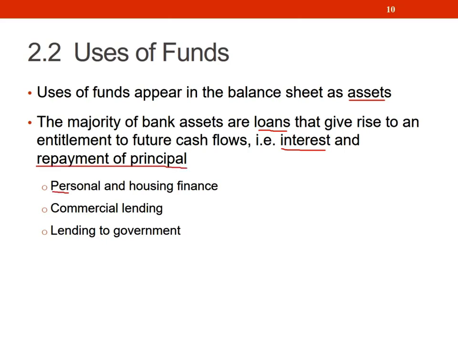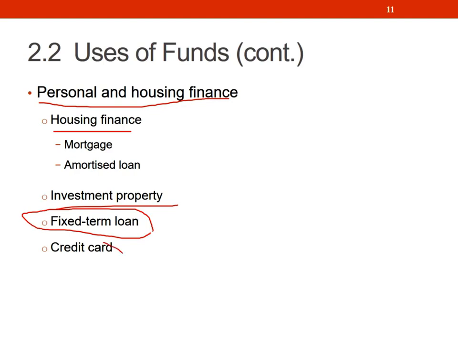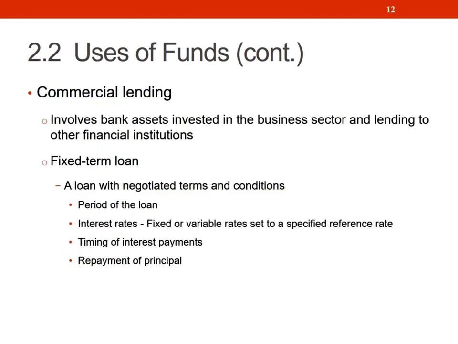And this might be personal loans, this might be housing loans, it might be loans to business or lending to the government. So personal or housing loans, it might be loans to purchase a house, an investment property, they might be fixed term loans for a car. Credit cards are a form of personal finance. We have commercial lending, where banks lend to the business sector and, for example, other financial institutions.